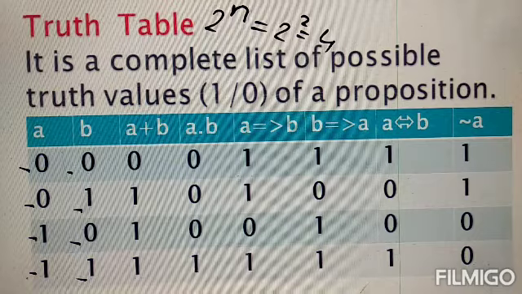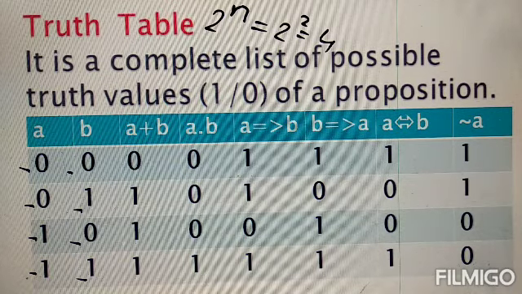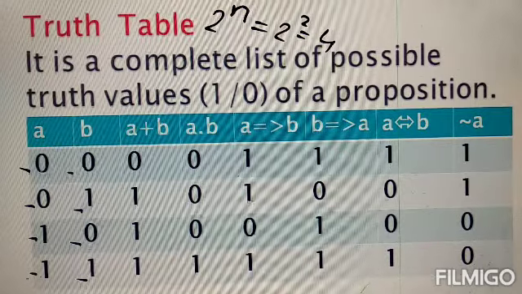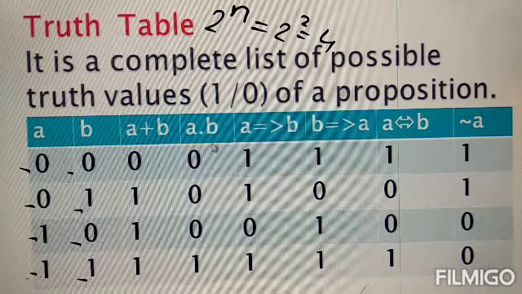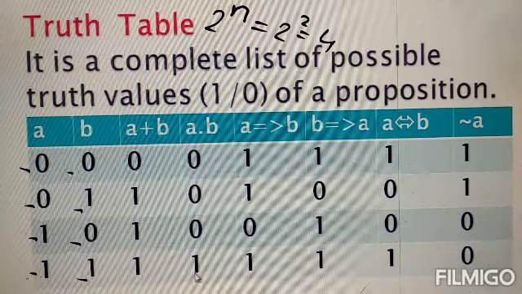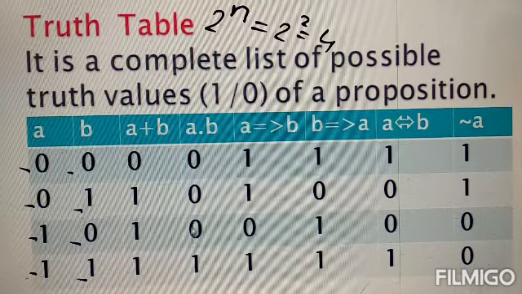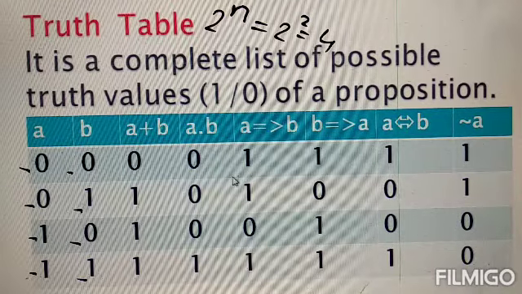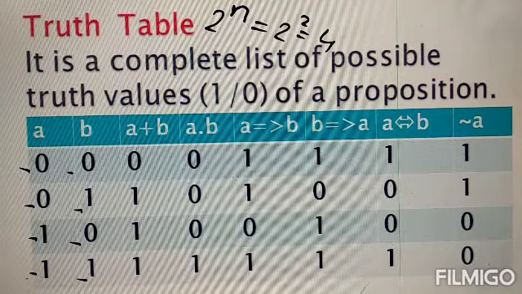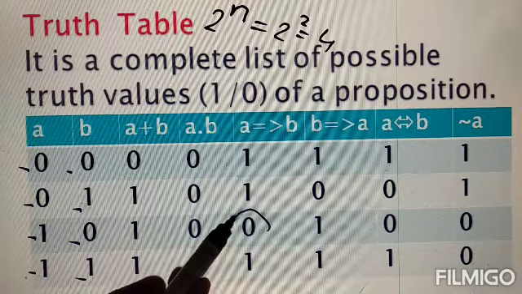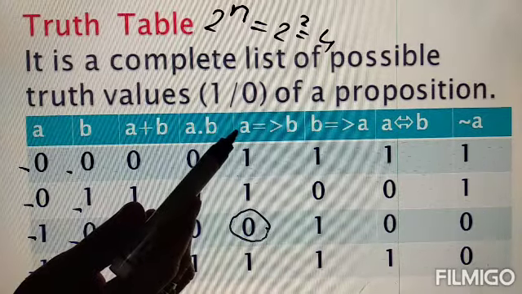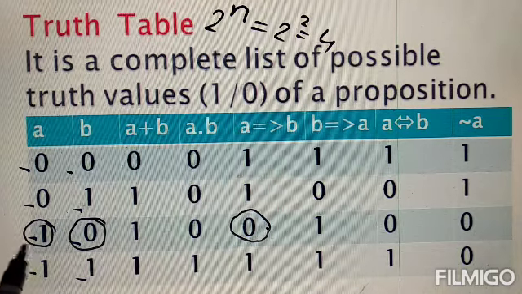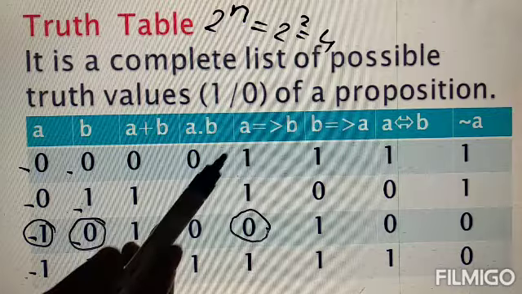And in the first case, which is A or B, look at this, A or B will be 0 if both A, B are 0, otherwise 1. A and B will be 1 if A, B both are 1, otherwise A and B is 0. Now A implies B. What is A implies B? The conditional operator. A implies B is 0 if the first term A is 1 and the second term is 0. It means if the first term is true and the second term is false.